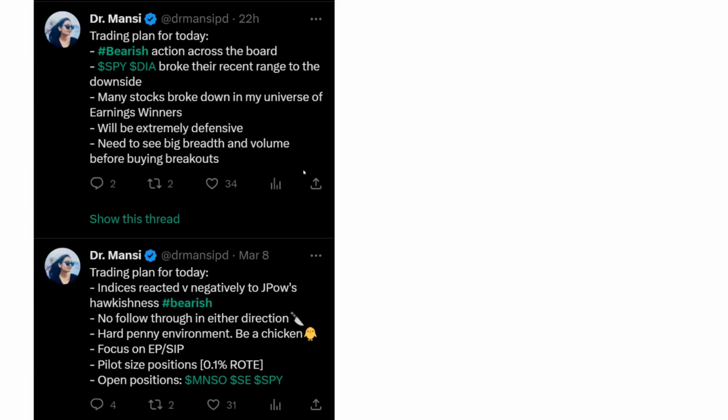So let me show you an example of how I actually practice this. And this is just taken from my Twitter, from the recent ones that I post. So my trading plan for the day is something that I post every single day. And this is an example of what it usually looks like when the situational awareness is bearish. So let's see this one.